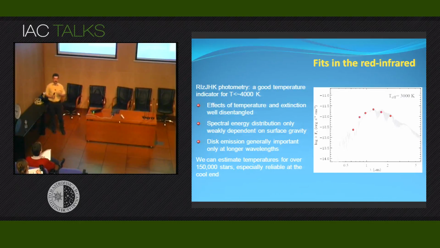And in this way, putting things together, putting our survey together with 2MASS and applying fits to the spectral energy distribution that we obtain, we can estimate temperatures for over 150,000 stars, which is quite a respectable number. And these fits turn out to be especially reliable in the cool end of the spectral energy distribution. So far for the temperatures.